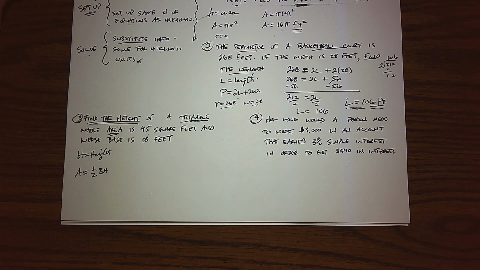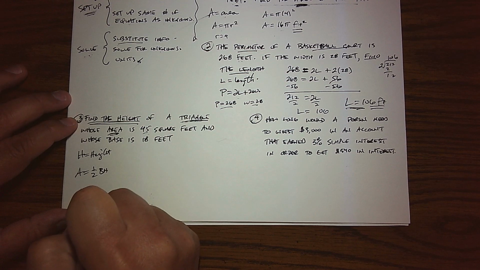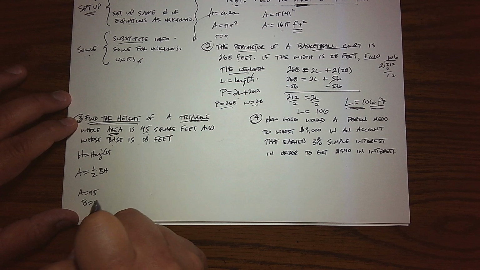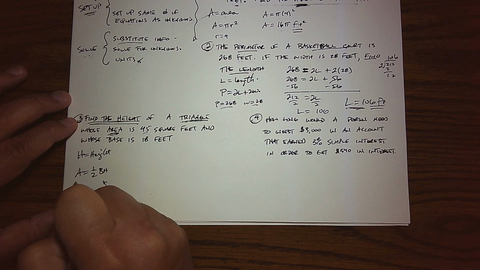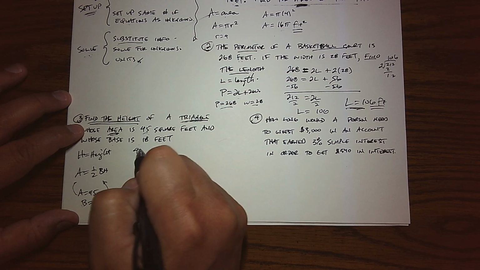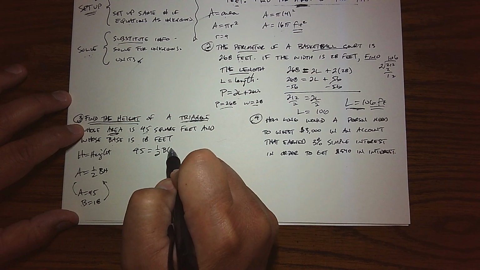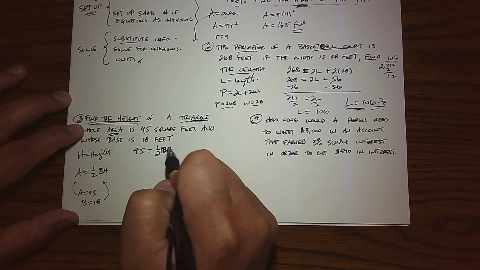I labeled how many unknowns I had, created the same number of equations. Now we're ready to substitute info. So let's read carefully. They're telling us the area is 45. So A is 45, and the base is 18. So B is 18. So I take this information and I substitute it into my equation. So I get 45 equals 1/2 the base times, the base is 18, and then times the height.